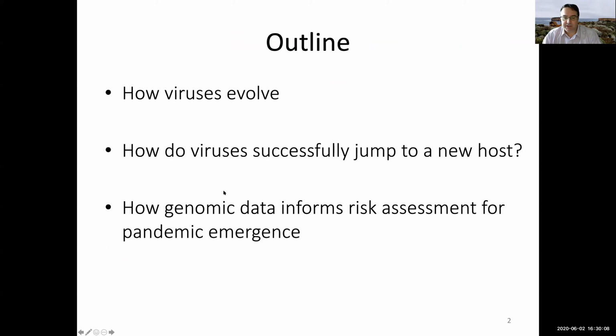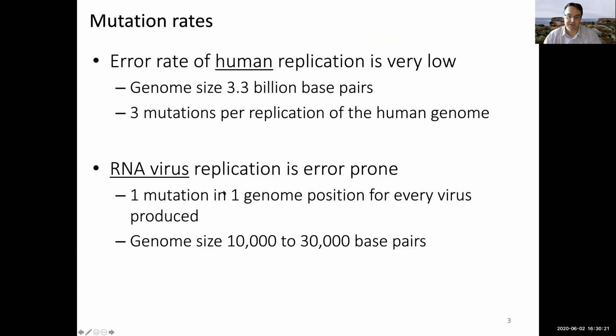There's a lot of commentary around the COVID-19 pandemic about virus evolution and mutation, and quite frankly, a lot of it is ill-informed. So I thought that I'd spend a little bit of time just explaining how virus evolution works. So the key feature of viruses, particularly RNA viruses, is just how error-prone their replication is.